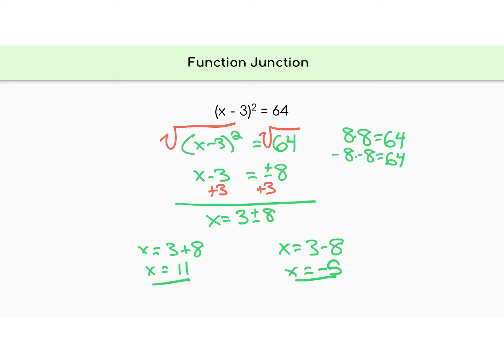So here we have two roots, two solutions. So the solutions are positive 11 and negative 5. So this means if we graph this quadratic equation, our parabola would have x-intercepts at positive 11 and negative 5. And there is our solution.